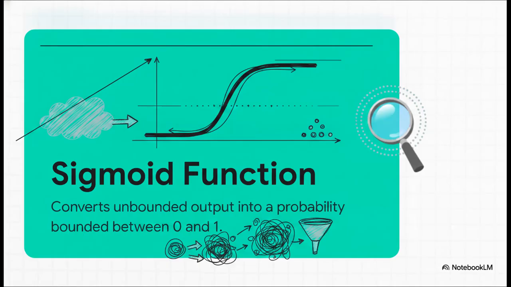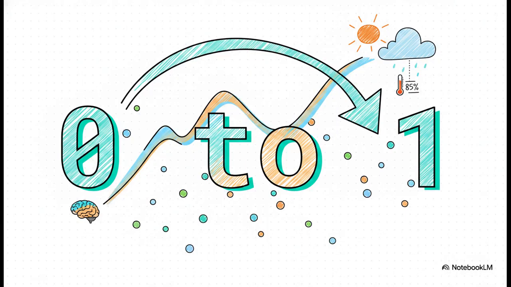The absolute core mechanism behind logistic regression is a neat piece of math called the sigmoid function. The sigmoid function's entire job is to take the unbounded, infinite output of a linear equation and compress it. It maps it smoothly into a range strictly bounded between 0 and 1. It takes our straight line and bends it into that elegant S-shaped curve I just mentioned. Now you might be thinking, okay, so what?